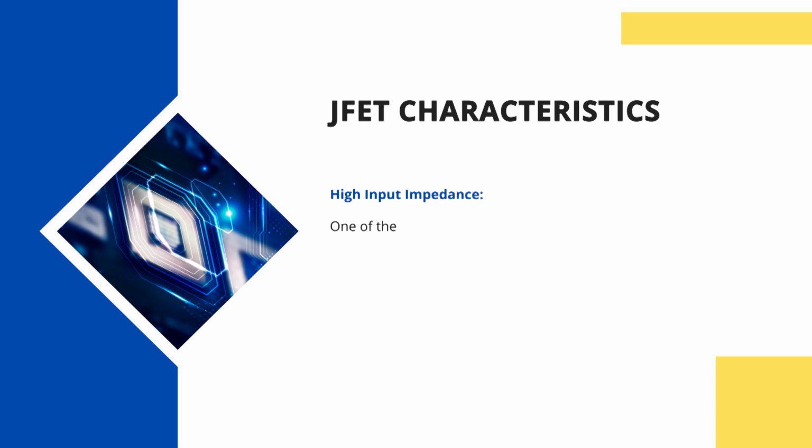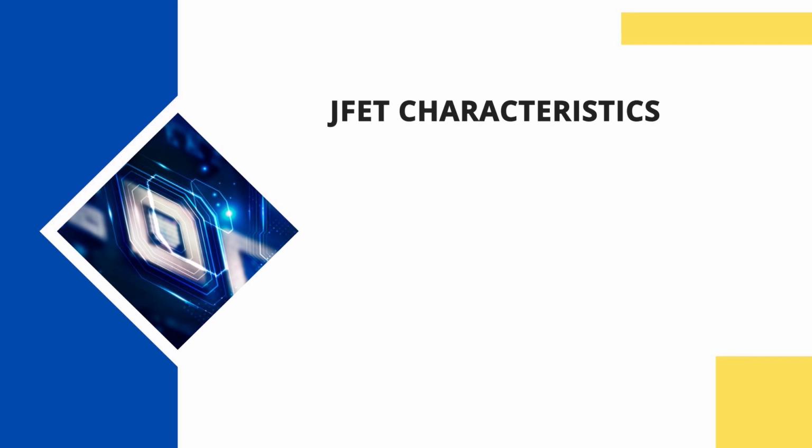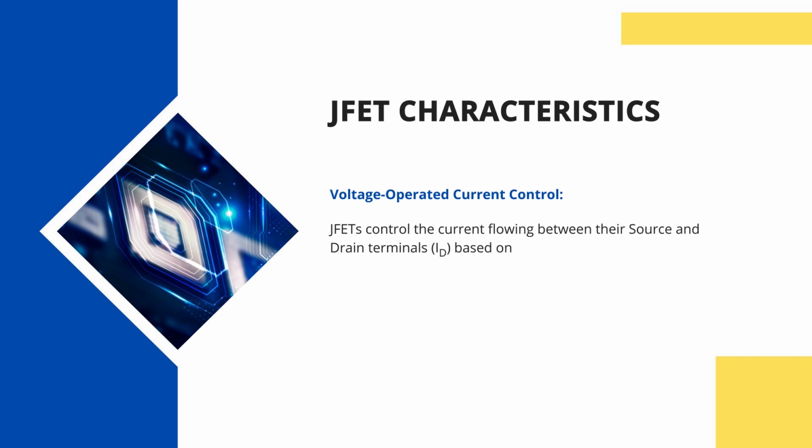Next important thing is high input impedance. One of the most notable characteristics of a JFET is its exceptionally high input impedance. This property allows it to interface with high input impedance sources without loading the source signal significantly. The voltage controlled device provides good control over the current.